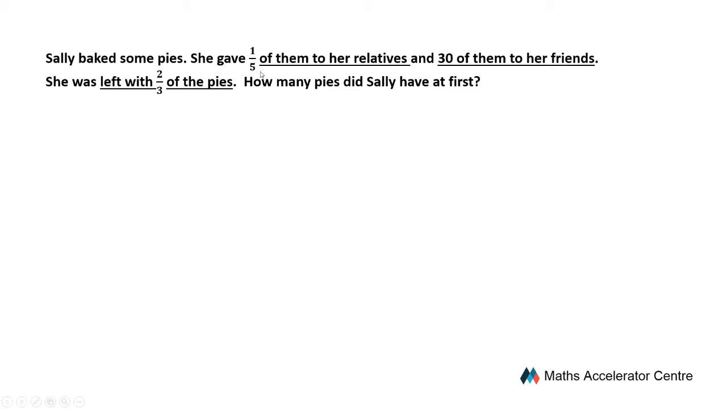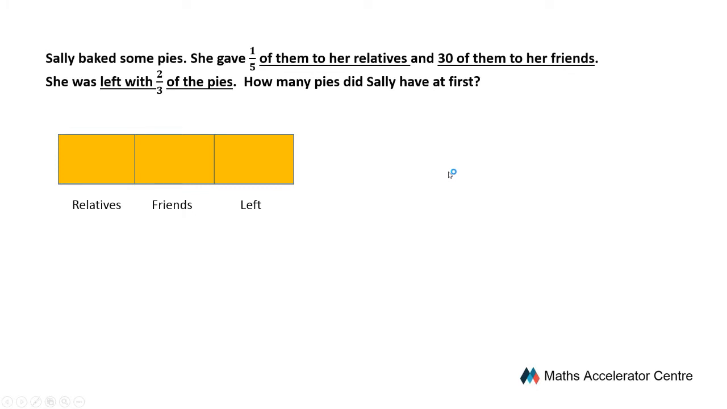We understand that there are two groups of people over here. The first group is her relatives. They were given 1/5. The next group of people are her friends. They were given 30 pies. And the last part is she was left with 2/3 of the pies. So based on this information, we will come up with a simple model that looks like this. One part is given to the relatives, one part was given to her friends, and she had one part left.